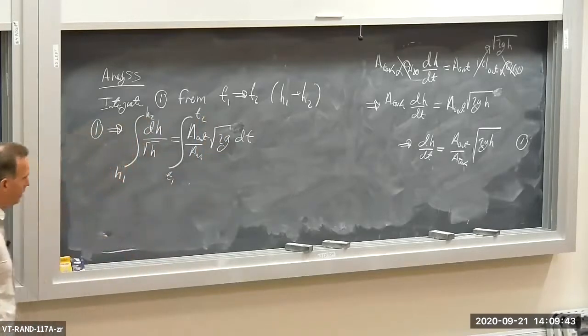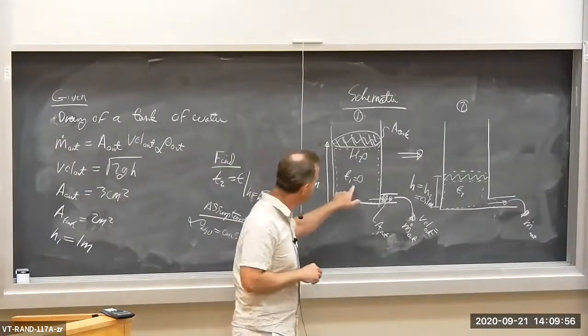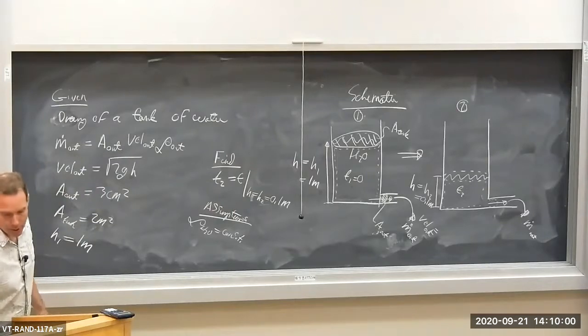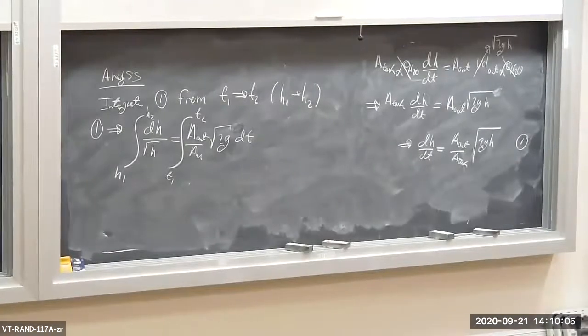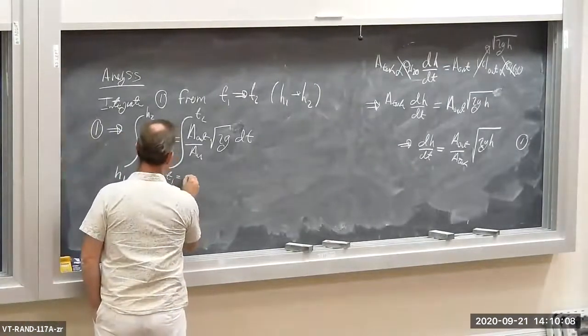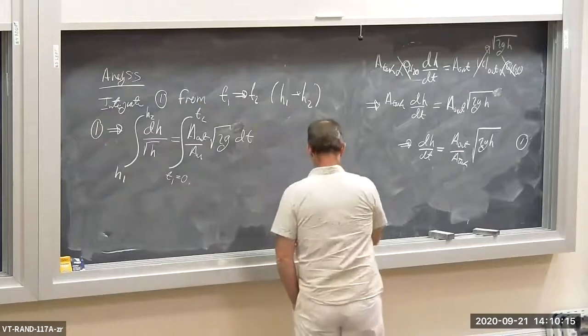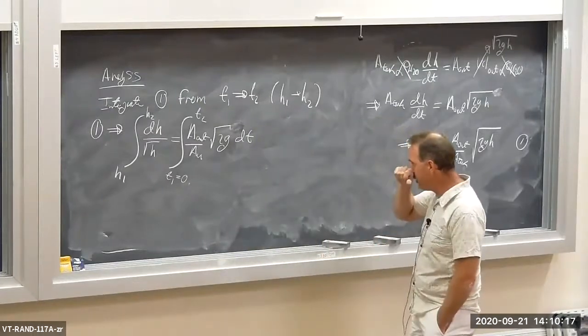By the way, T1, the initial time, I've defined T1 to be equal to 0 seconds. I want to know how long it takes, in other words, T2, to drain the tank by 90%. So I may as well set this equal to 0 right now, okay? T1 is equal to 0. I want to know time T2, in other words, how long it takes to drain the tank by a certain amount. So let's integrate this here.